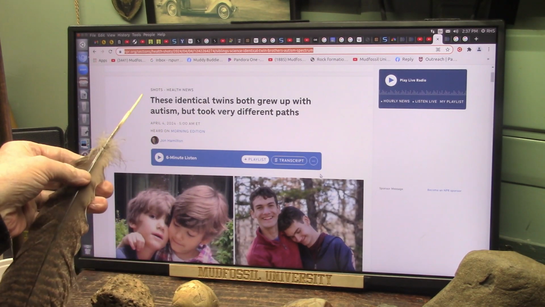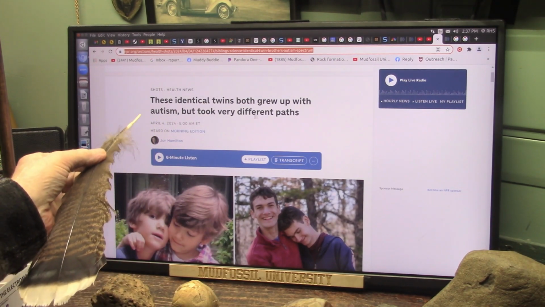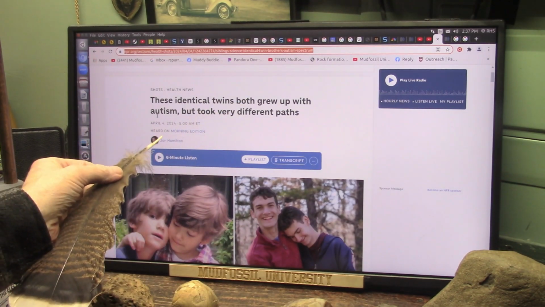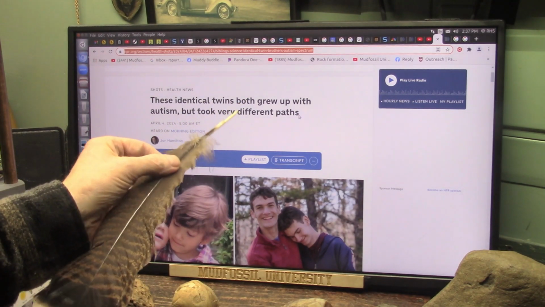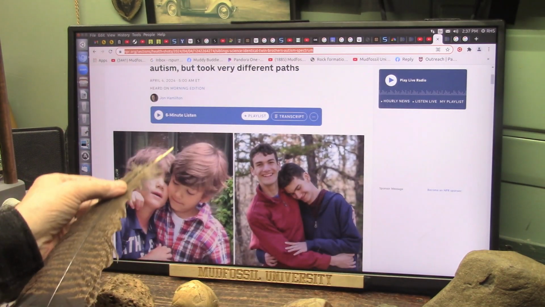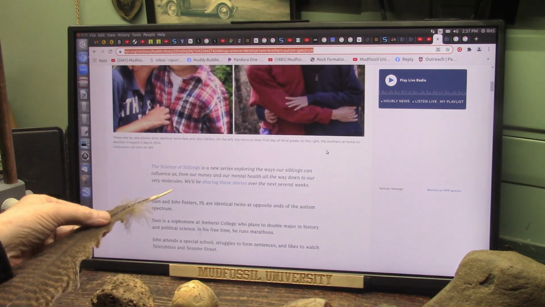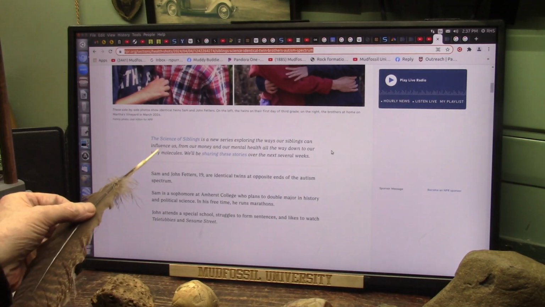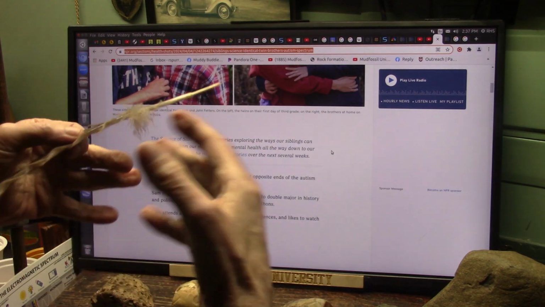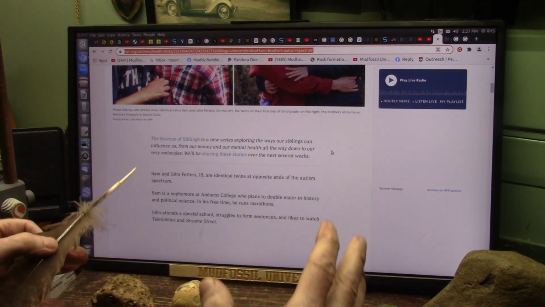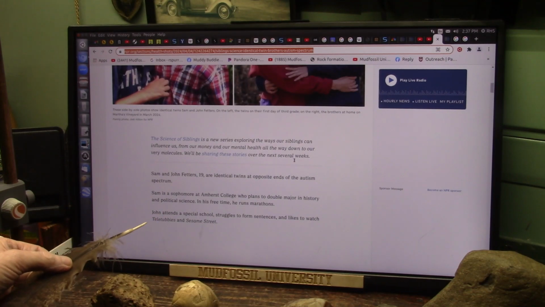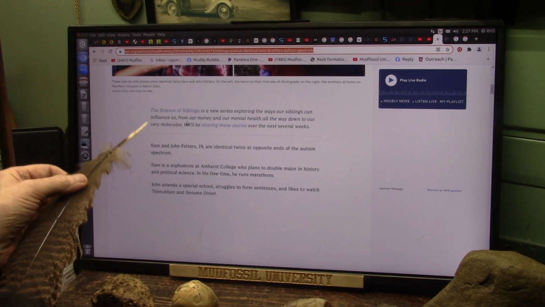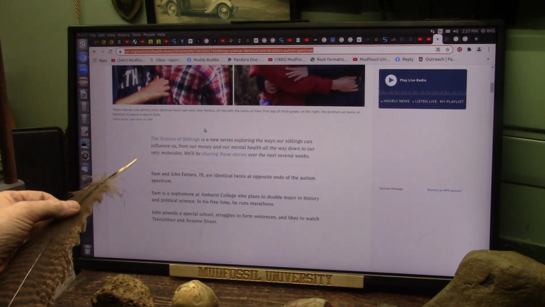Now, this came out a while ago about identical twins who grew up with autism but took very different paths. Apparently, when they were very young, they had a similar look to them, like they were sort of struggling. But one of them had surgery. Now, I'm just going to read this to you.